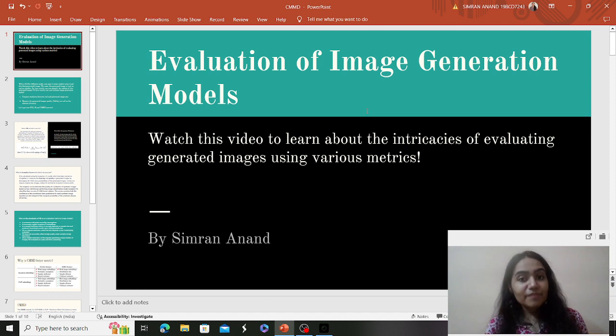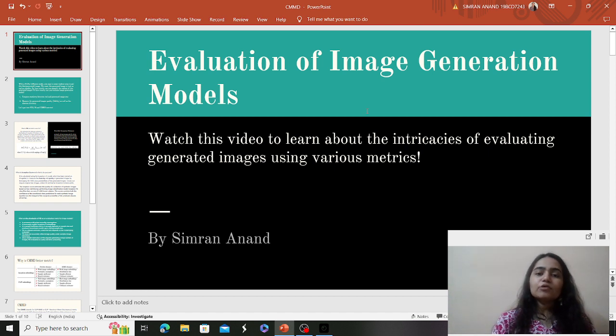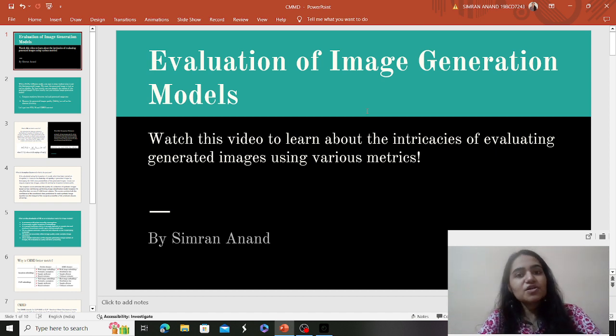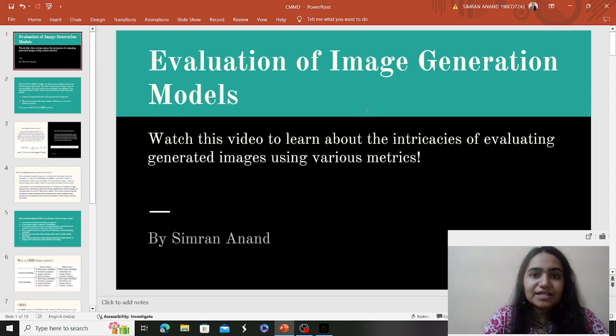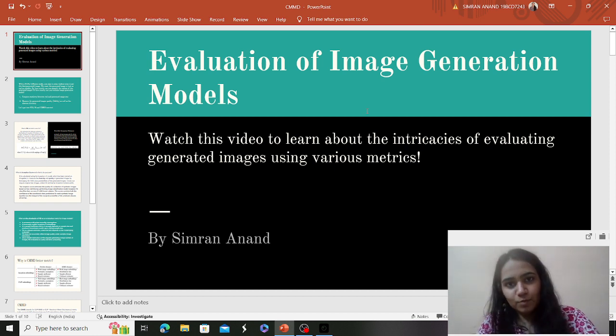This was something out of my curiosity, I really wanted to make a video on this, and this is something pretty new also. And I hope deep learning practitioners, even machine learning practitioners, can make use of such better evaluation metrics for evaluating image generation models and the quality of the images generated by models like GAN.